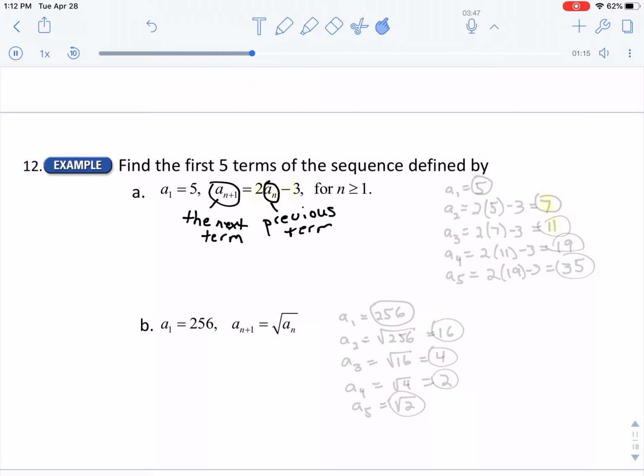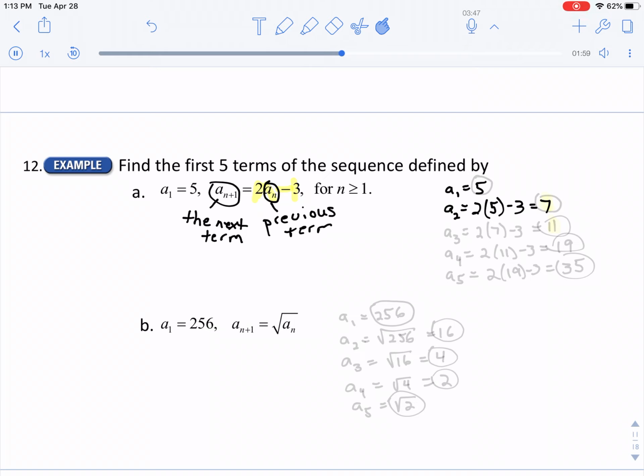So let's find the first 5 terms. The first term was given to us, so a sub 1 is 5. Then a sub 2, the next term, from the formula is 2 times the previous term minus 3. So that's what we're going to plug in now: 2 times the previous term, which is up here, that's a 5, minus 3. 2 times 5 is 10, and 10 minus 3 is 7. So now our second term is 7.